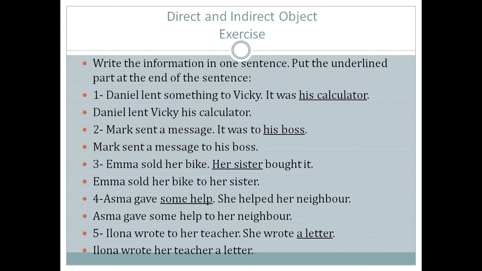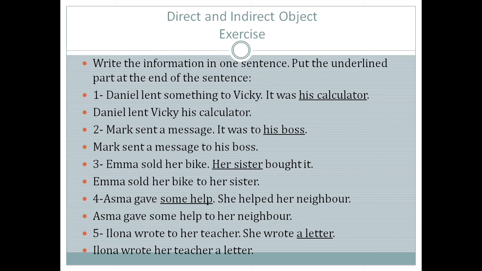It was his calculator. You can see that his calculator is underlined. So the question says write the information in one sentence, put the underlined part at the end of the sentence. So you should put his calculator at the end of the sentence. Of course, as in the previous exercise, I have already answered them. Daniel lent Vicky his calculator. So Daniel is the subject, lent the verb, Vicky the indirect object, his calculator the direct object. So this is the answer of number 1. Daniel lent Vicky his calculator. You can see that the underlined words are at the end of the answer.